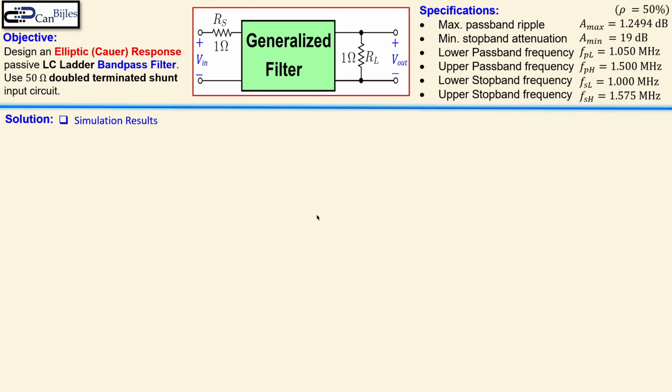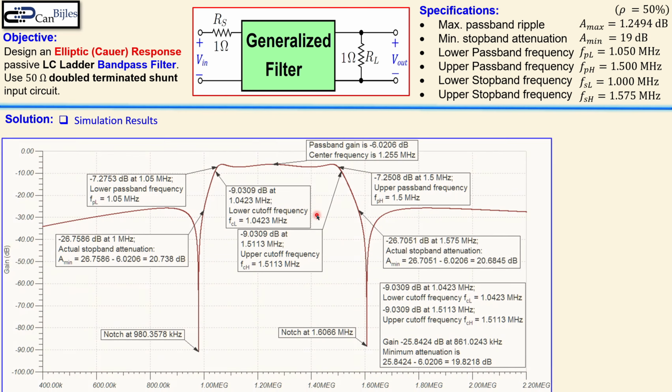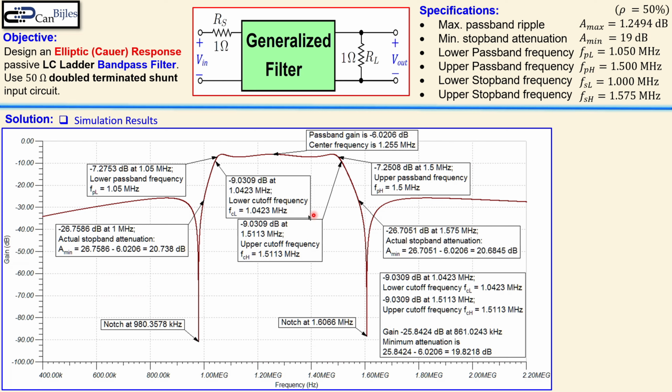So let's go to the simulation results in SPICE, and this is the Bode plot. Before we go into the detail, what we see here in the labels is that there's a ripple in the passband, and there's also a ripple in the stopband, which is a characteristic of an elliptic response. So there is ripple in both regions, passband and stopband. We see the passband value here, 1.05 megahertz, one of the important frequencies.